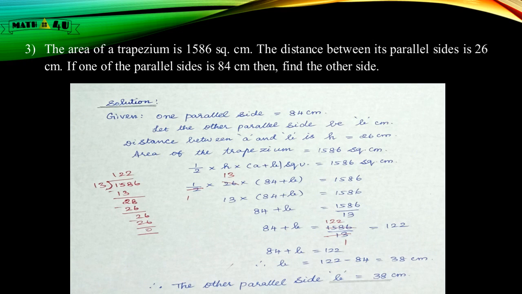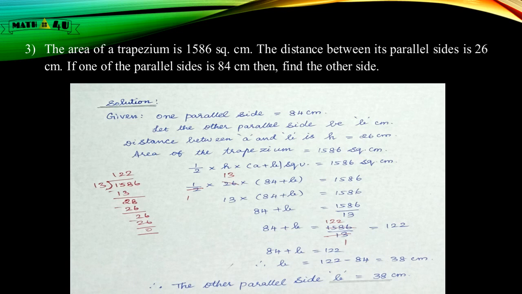The area of a trapezium is 1586 square centimeter. The distance between its parallel sides is 26 centimeter. If one of the parallel sides is 84 centimeter, then find the other side.